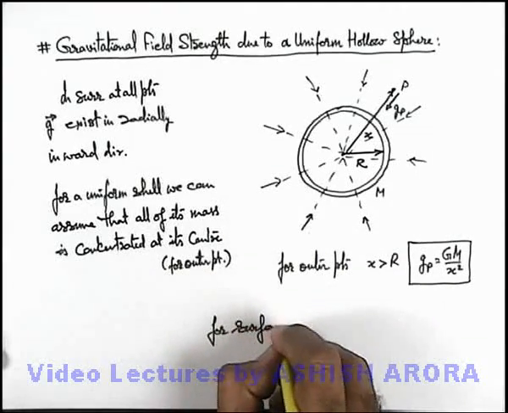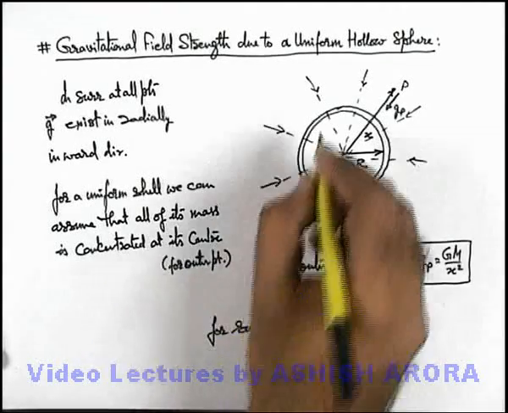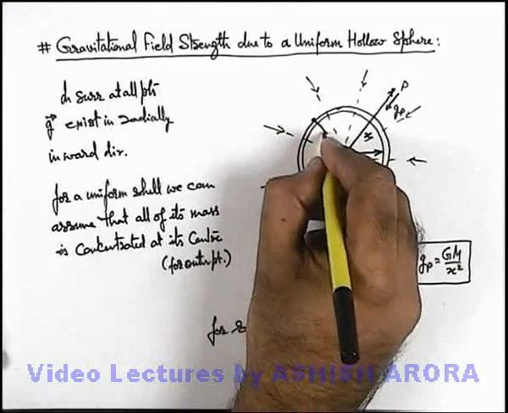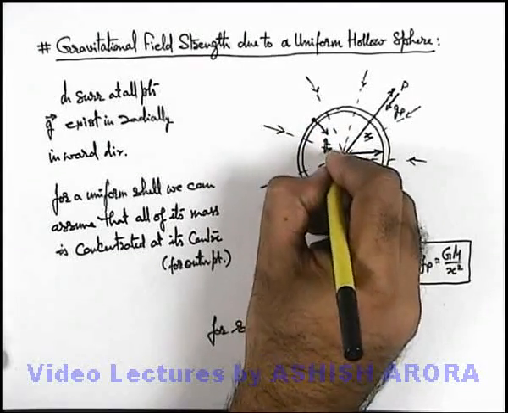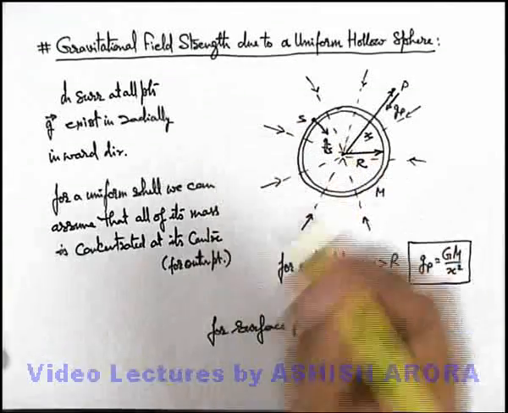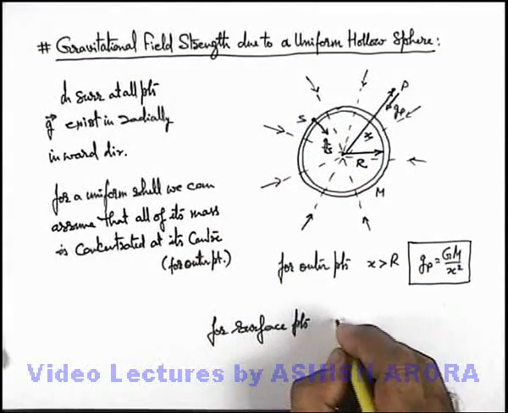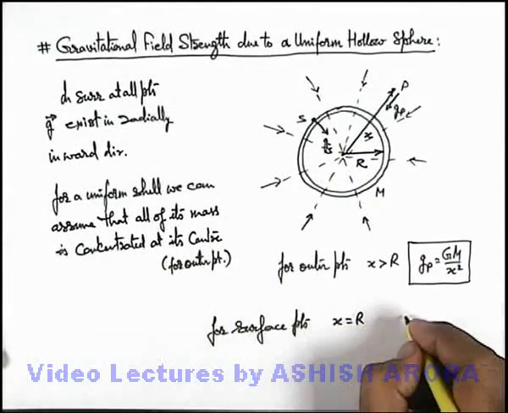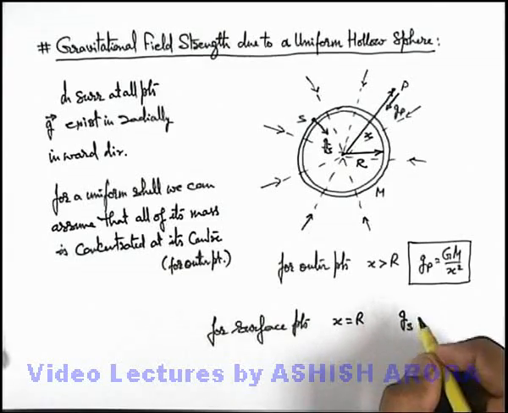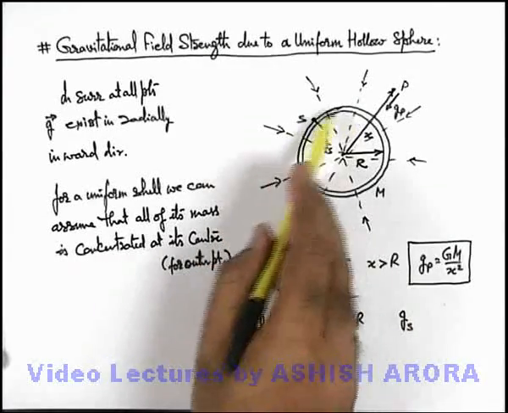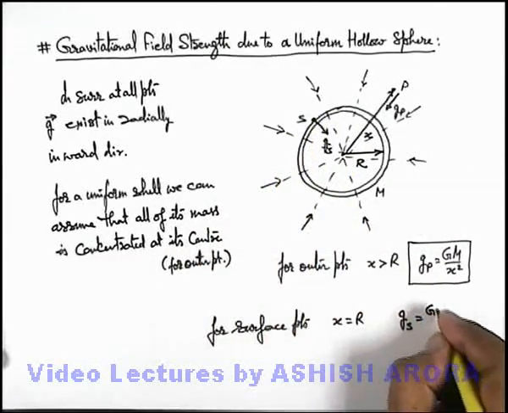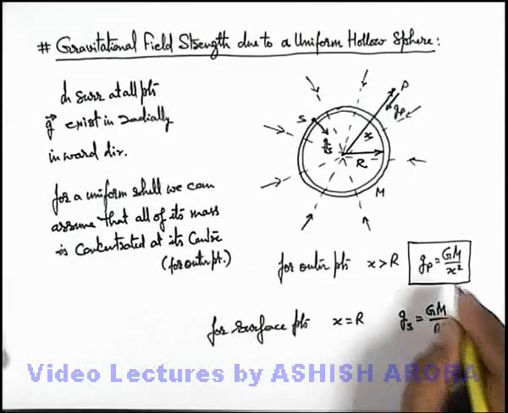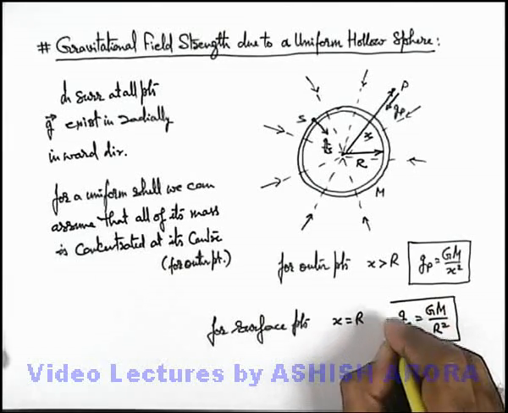And similarly we can talk about surface points. Those points which are lying on the surface will experience a gravitational field Gs in inward direction if there is a point S on the surface. Then for x equal to r also, we can consider the gravitational field strength at the surface of a uniform hollow sphere as GM by r square. We just substituted the value of x as r.